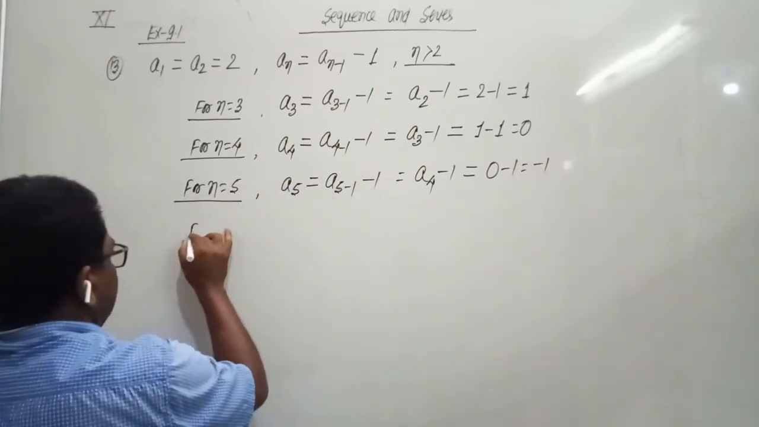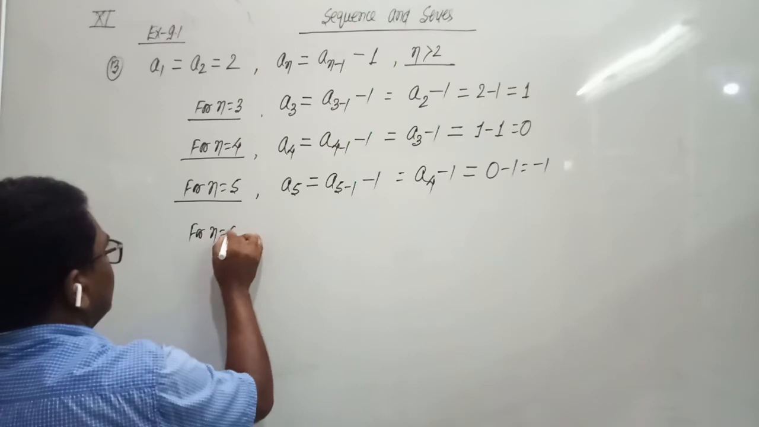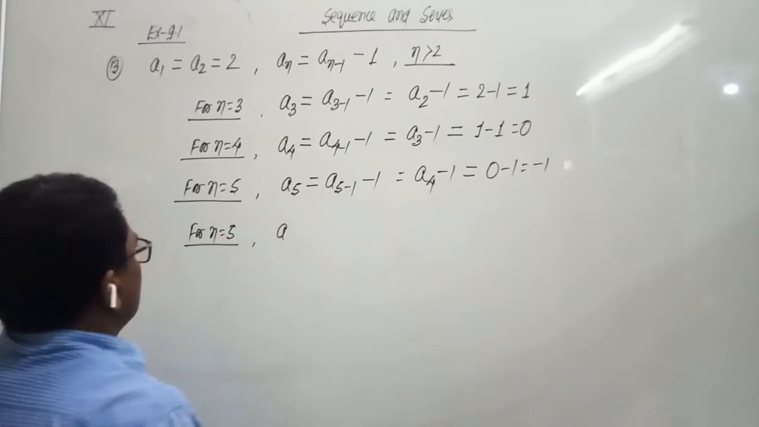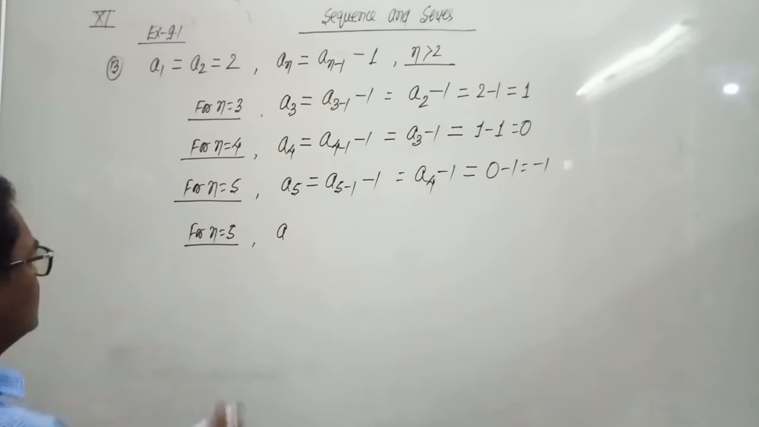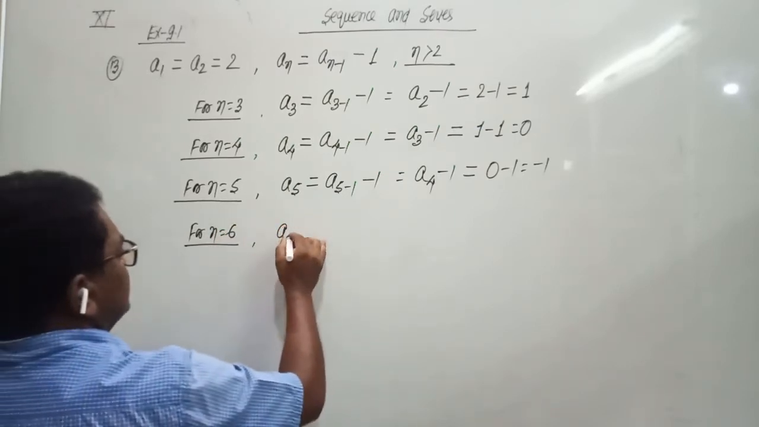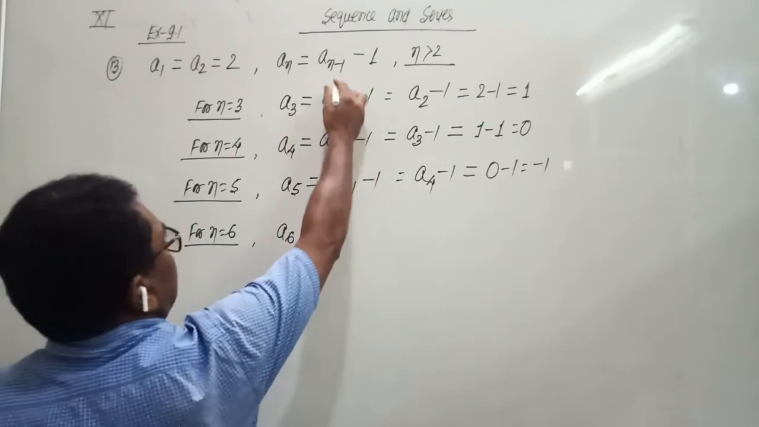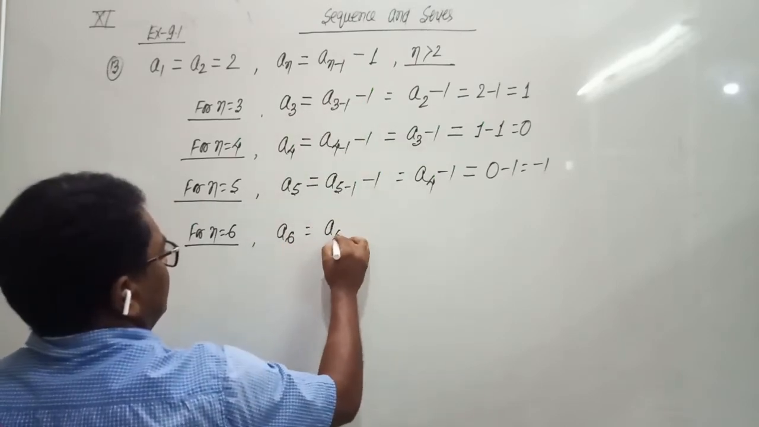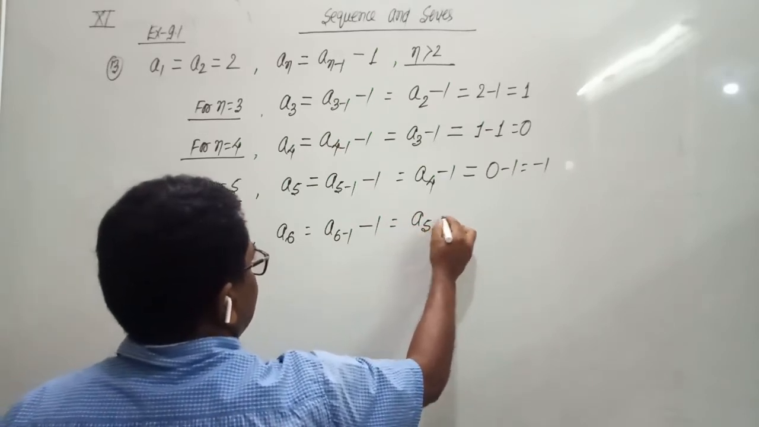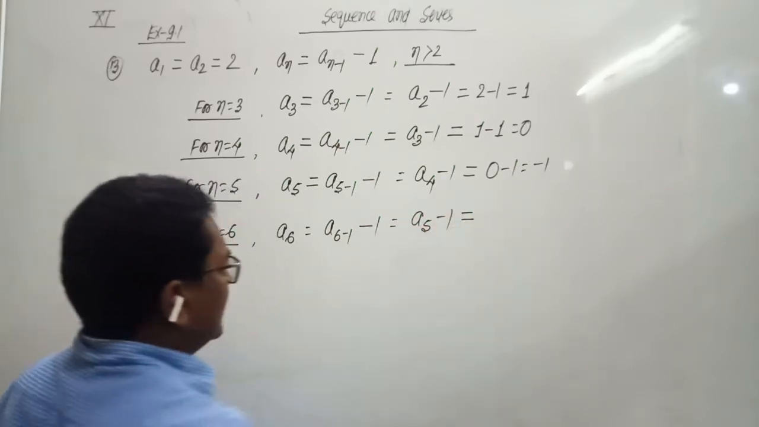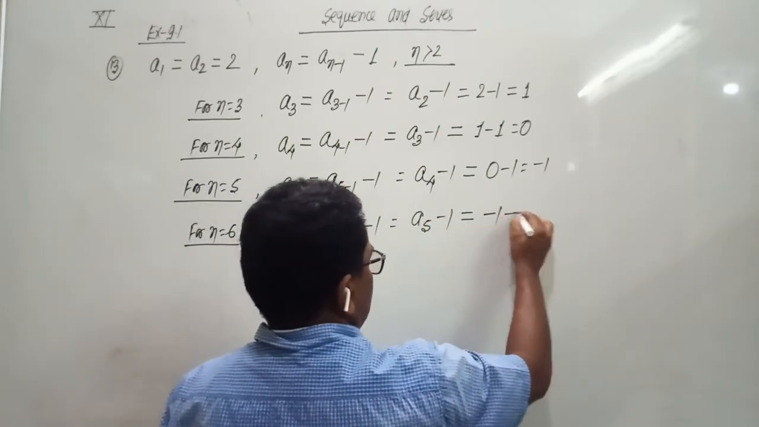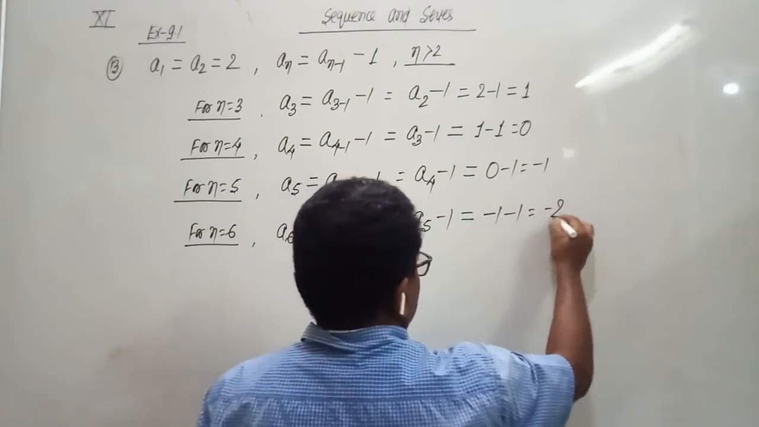Then for n equals 6, a6 equals a(6 minus 1) minus 1, that is a5 minus 1. The value of a5 is minus 1, so minus 1 minus 1 is minus 2.